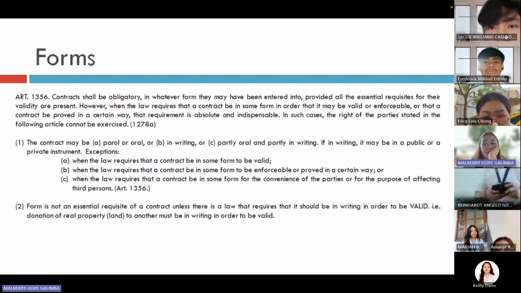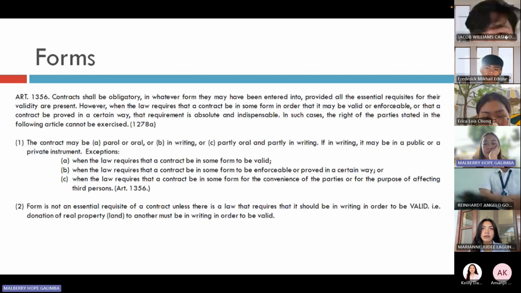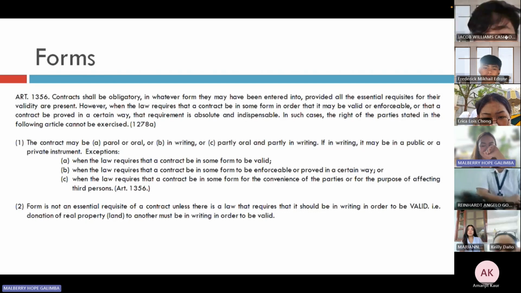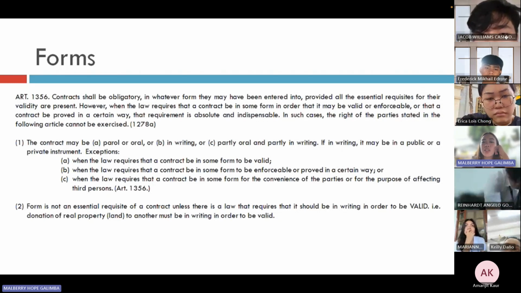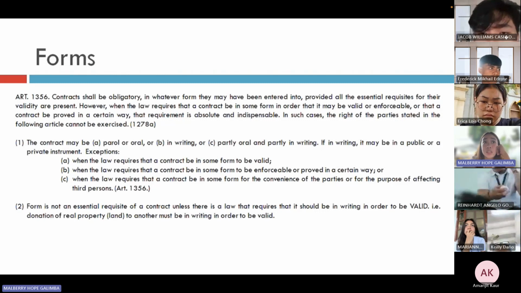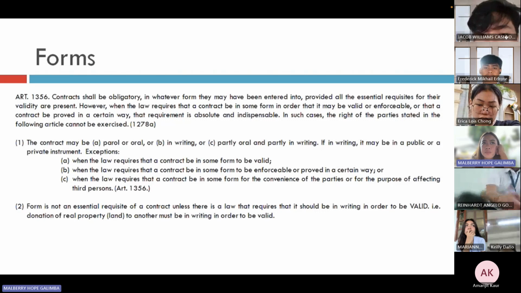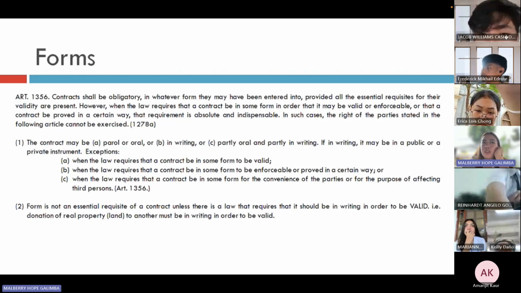How about if the law requires that the contract be in some form in order for it to be enforceable? Then it has to be in writing in order for it to be enforceable. Remember those instances that fall under statute of frauds, which requires that the following agreements need to be in writing in order to be enforceable. Then for the contract to be enforceable, it needs to be in writing. But generally, contract need not be in a certain form.